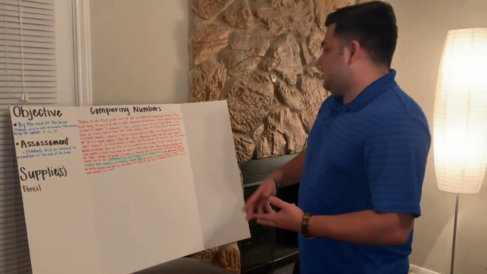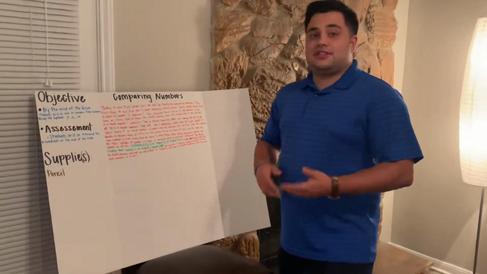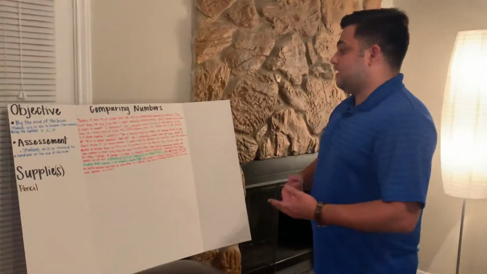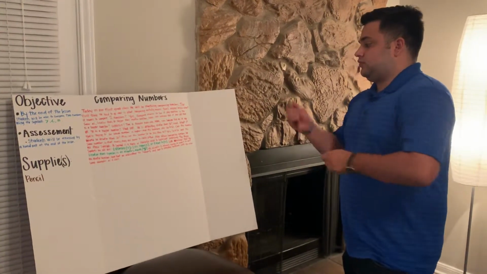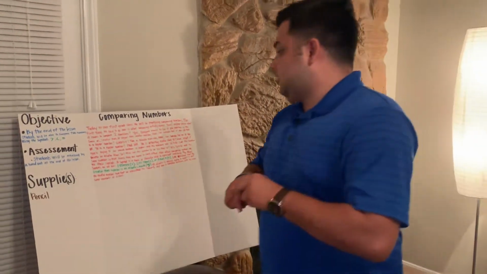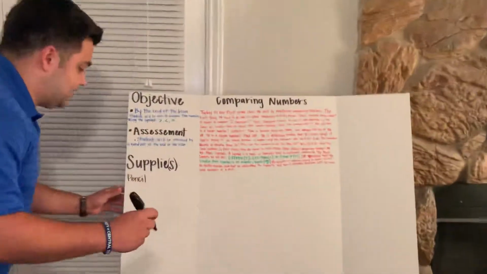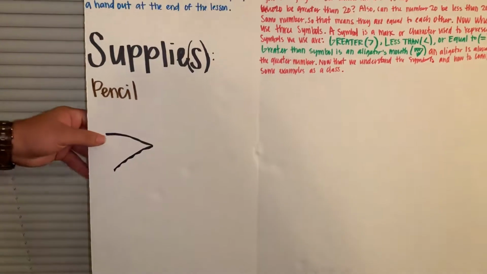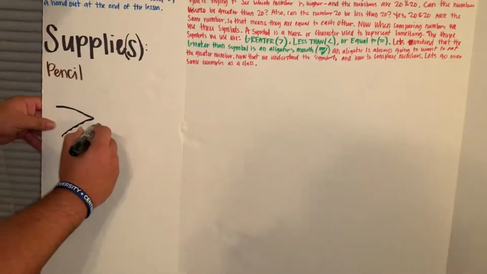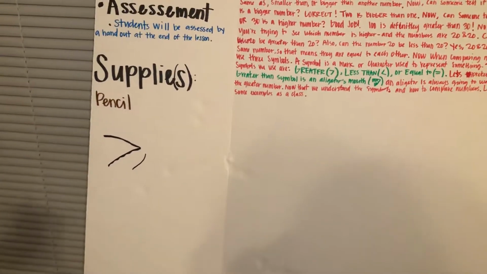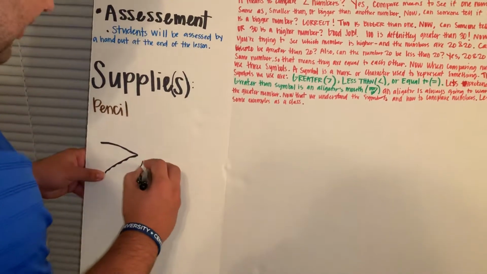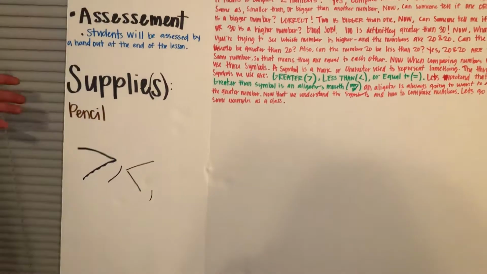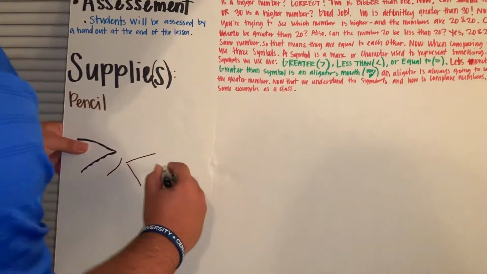So, now that we went over the symbols and how to compare numbers, let's go over some examples as a class. So the first thing I want to show y'all is the greater than sign. Okay, so this is the greater than sign. And the next symbol we have is the less than sign, which is going to be that. And the third and final sign that we have to compare numbers is the equal to sign.